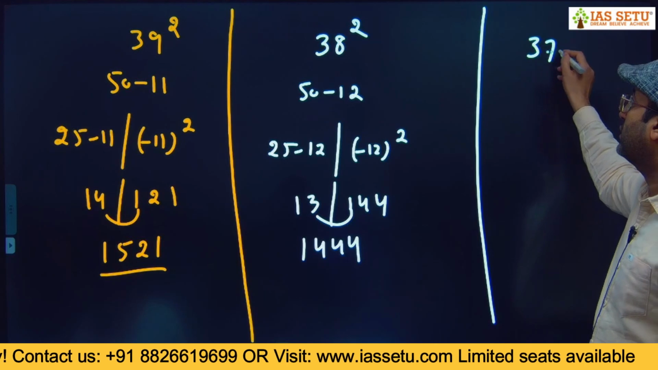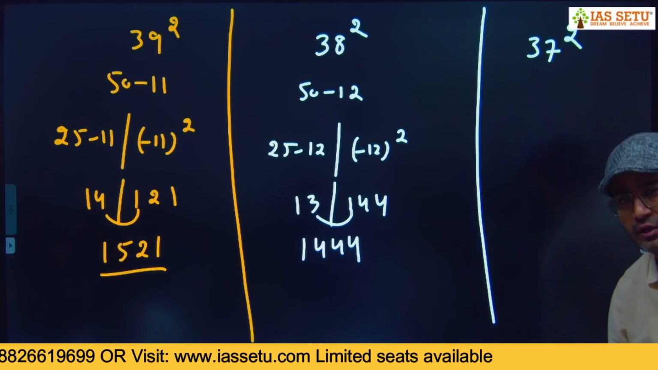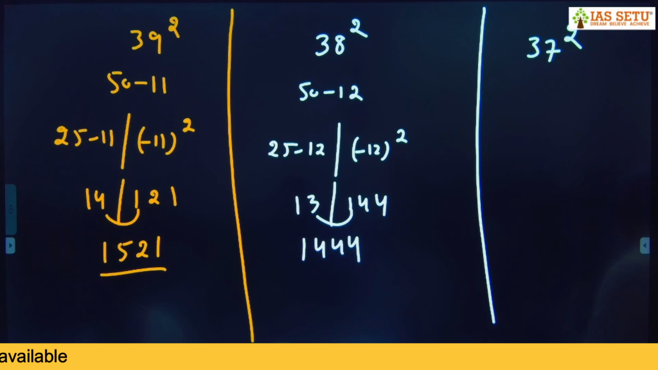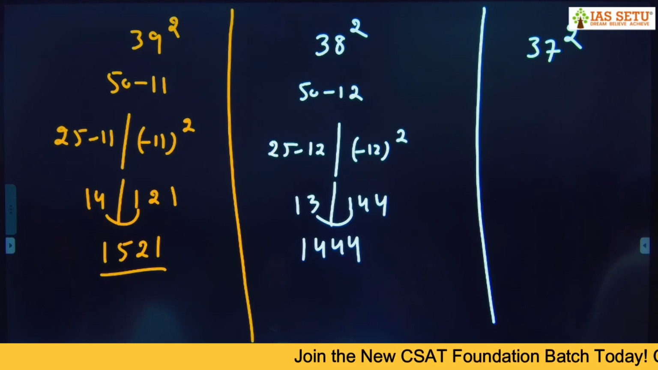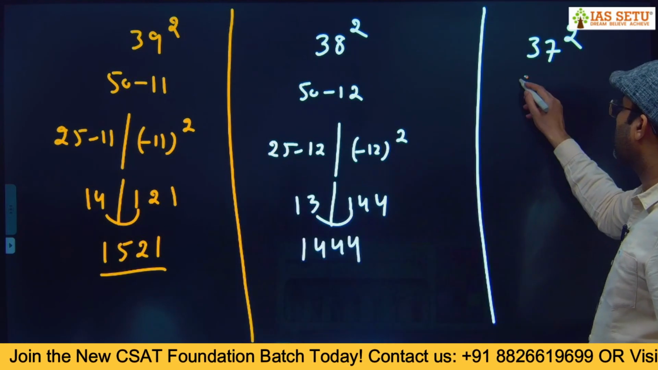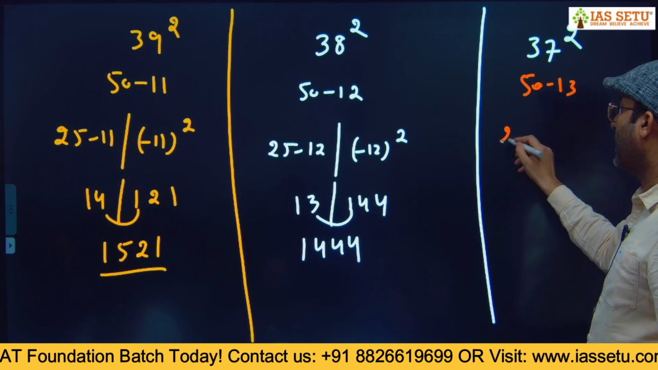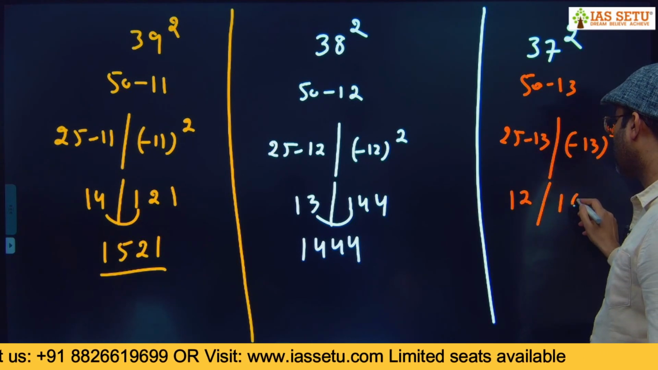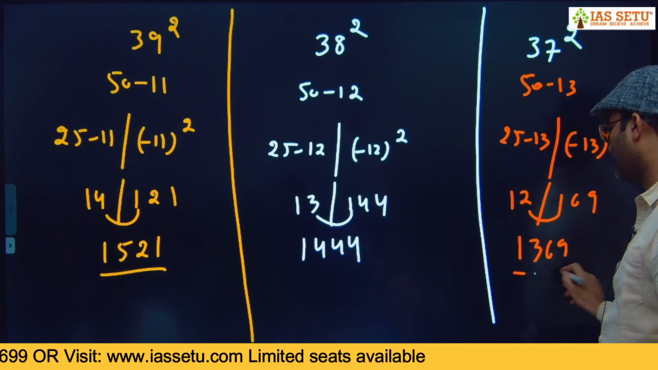Now you try 37 square. Take care of carry forward, you get the answer. 37 square. Done. 1369. See here it is 50 minus 13. Left side value is 25 minus 13. Minus 13 square, 12 and 169. 1 carry forward, 1369.